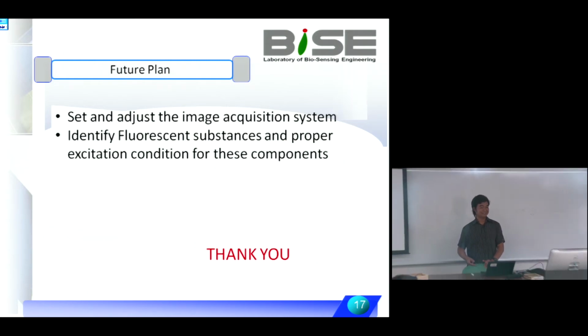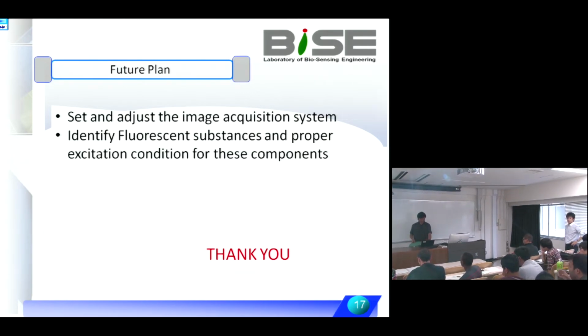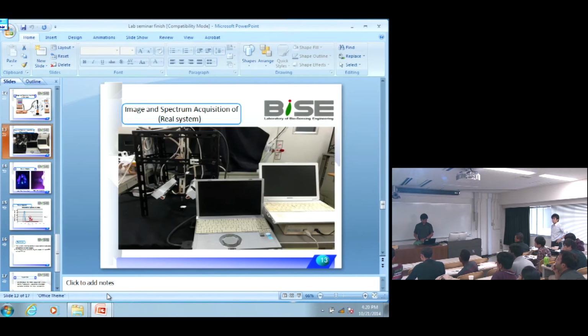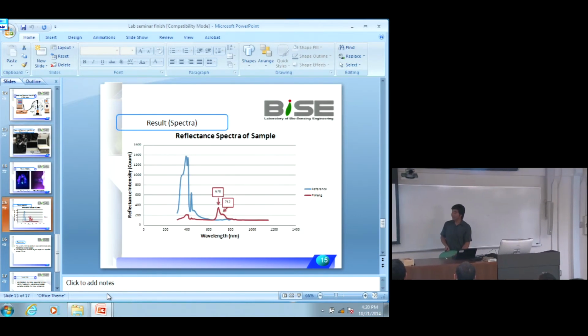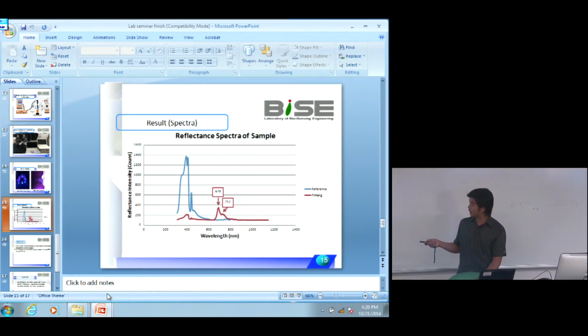Question from my friend. Let's go to the system slide. No, this one. Why did you use a spectrometer? The spectrometer is a device that I can use to get the reflected light from the green paper. From this, I can get information and make sure that the sample is absorbing the UV light and emitting in this region.